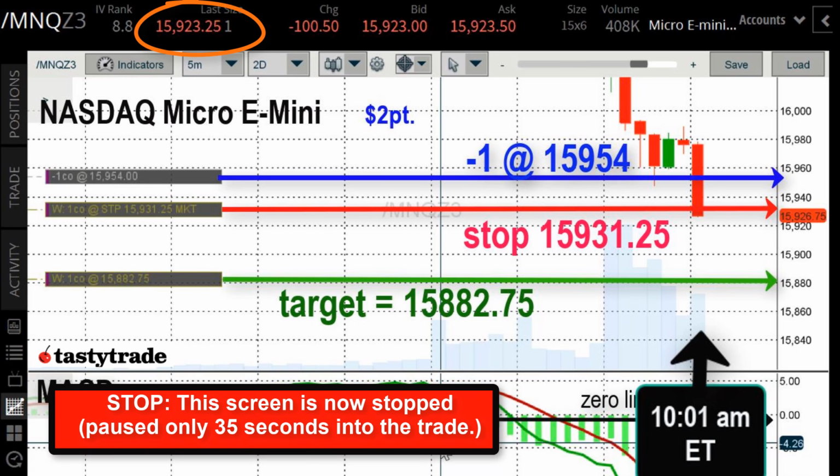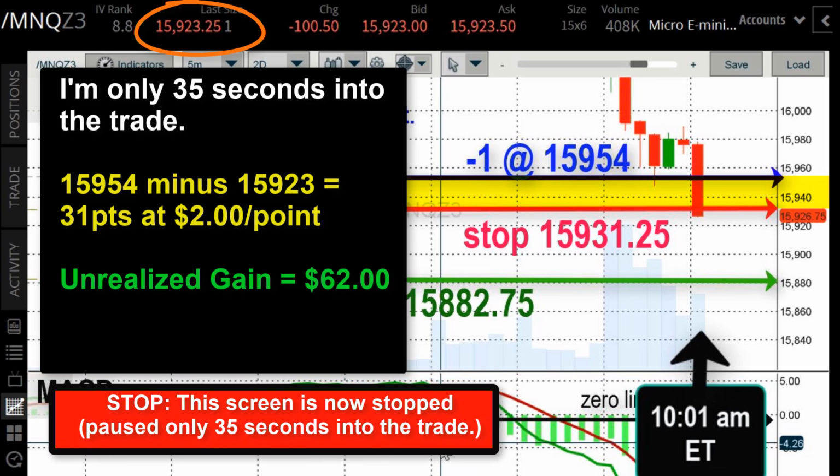In the orange circles at the top of the screen and in the right margin, you see the current trading price is 15,923. So that's why I took my Tasty Trade mouse and brought that stop down. And you may have noticed I moved that stop down very quickly. Let me tell you why. Or better yet, I'll just show you. Let's do some quick math here. This is why I put the screen on pause.